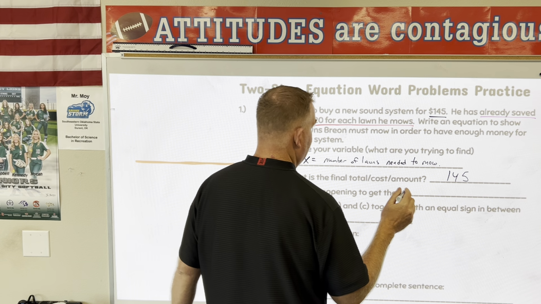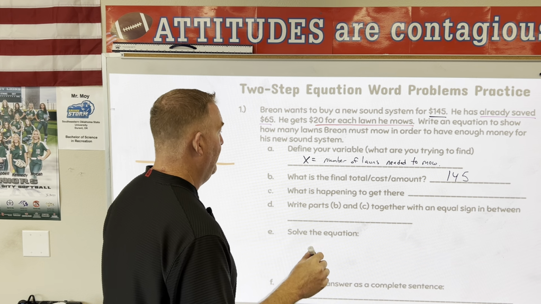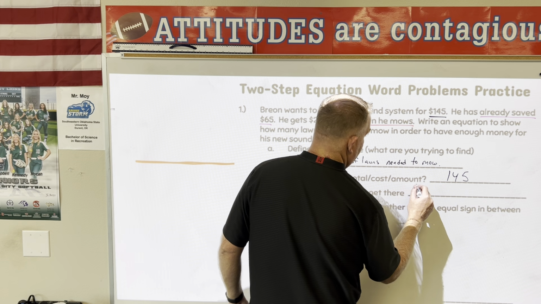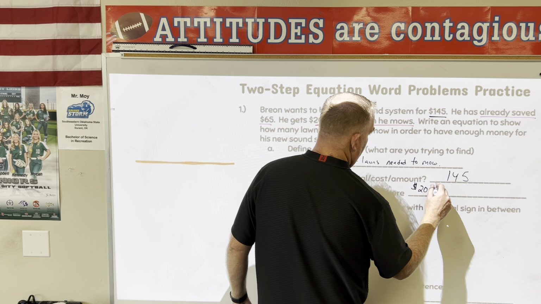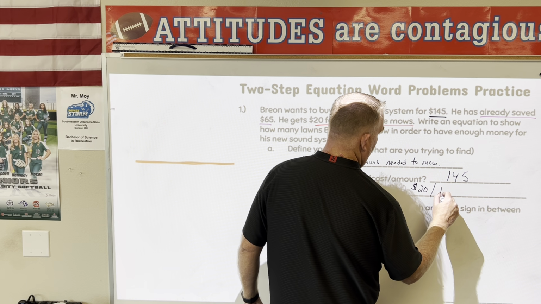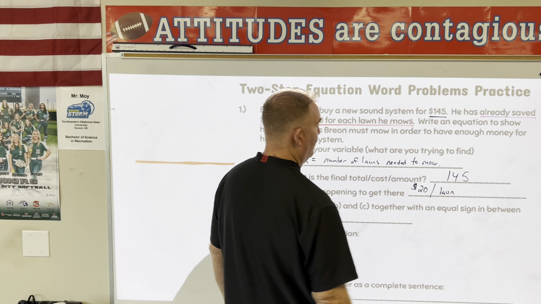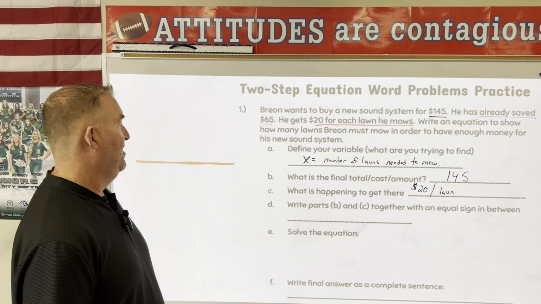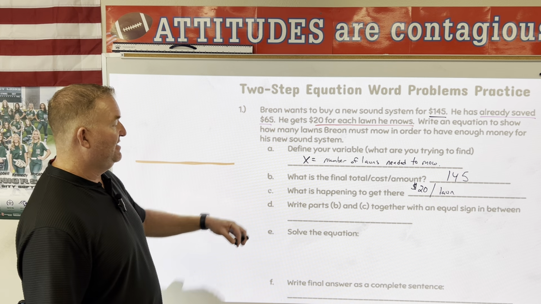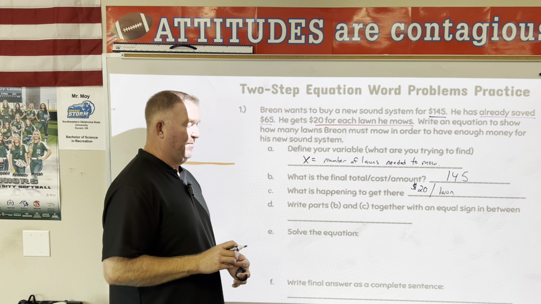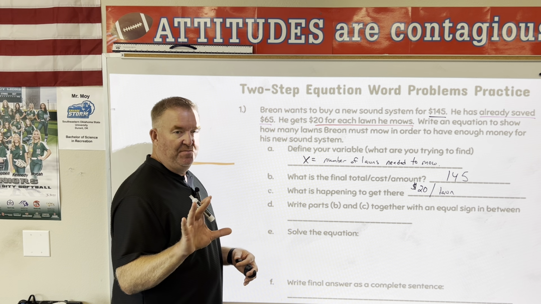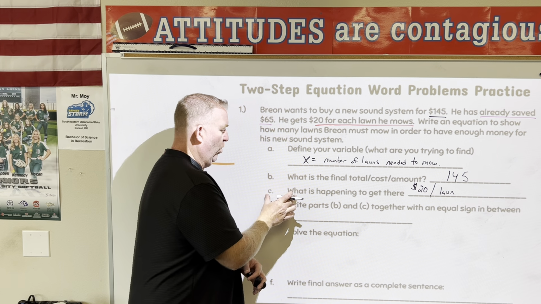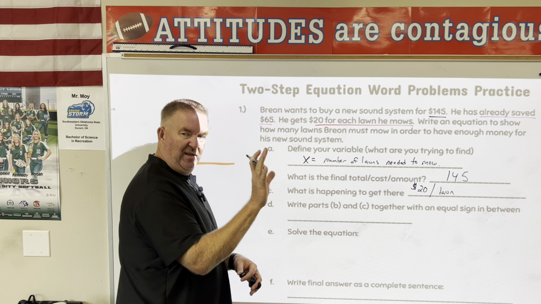$20 per lawn. So here's how this works. He is doing $20 per lawn. So we're going to write parts B and C together with an equal sign between them. Now, here's what this means. I probably worded this incorrectly, so let me just work on this.